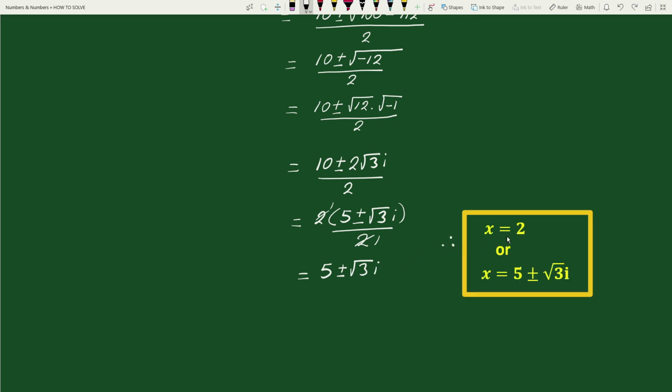Therefore x = 2 or x = 5 ± √3 i. Here x = 2 is the real root of x and x = 5 ± √3 i is the imaginary root of x. This is our solution.